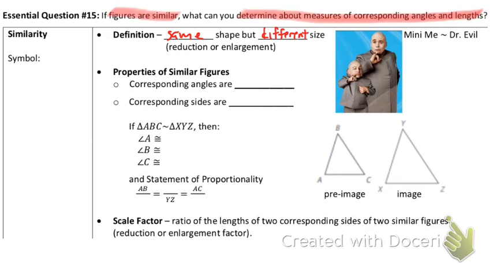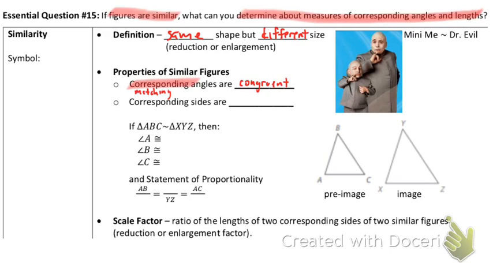Okay, some properties of similarity: corresponding angles are congruent. So that means they have the same exact measure. As a reminder, the word corresponding means matching. We've mentioned this before, but corresponding just means matching. When we match up angles on two different shapes, these angles better be congruent.